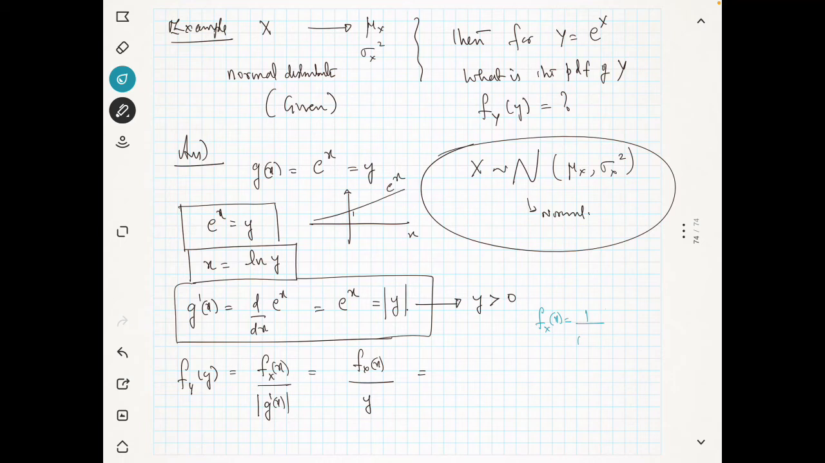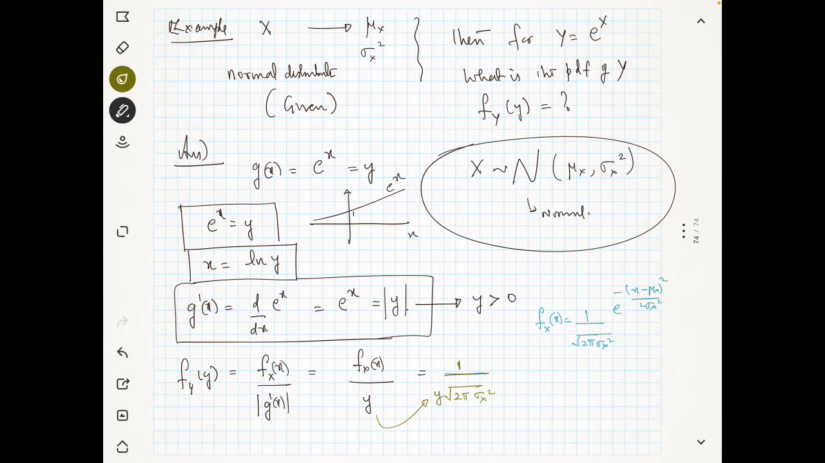It is nothing but 1 by square root of 2 pi into sigma x square into e power minus of x minus mu x the whole square by 2 sigma square. Okay, so we will find fx of x here now. It is 1 by square root of 2 pi into sigma x square, and we have a y. This y we will put it here.